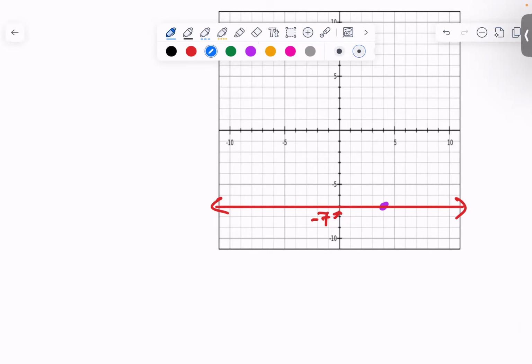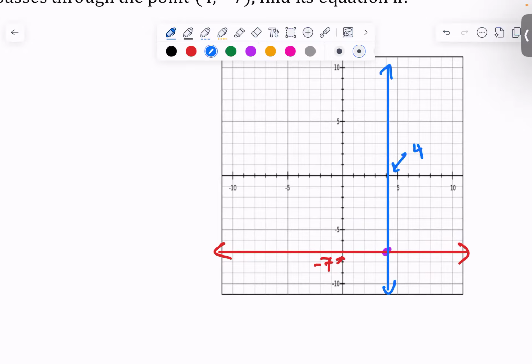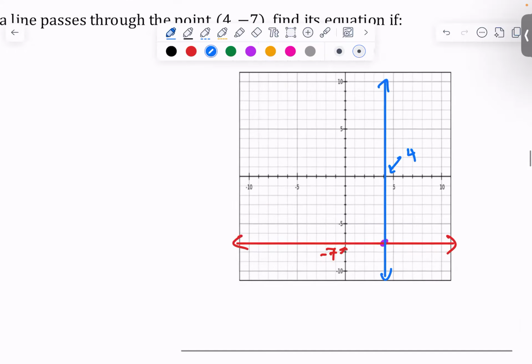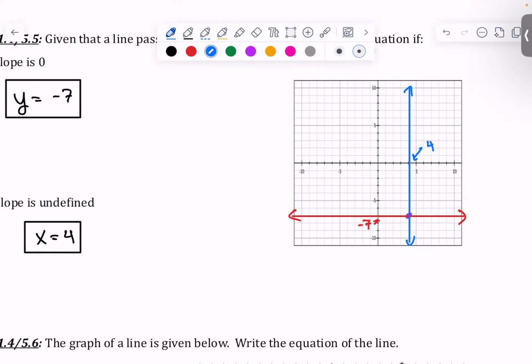And on the flip side, if I draw a vertical line through this point, you'll see that it intersects the x-axis at 4, hence the line x equals 4. Any questions on that?